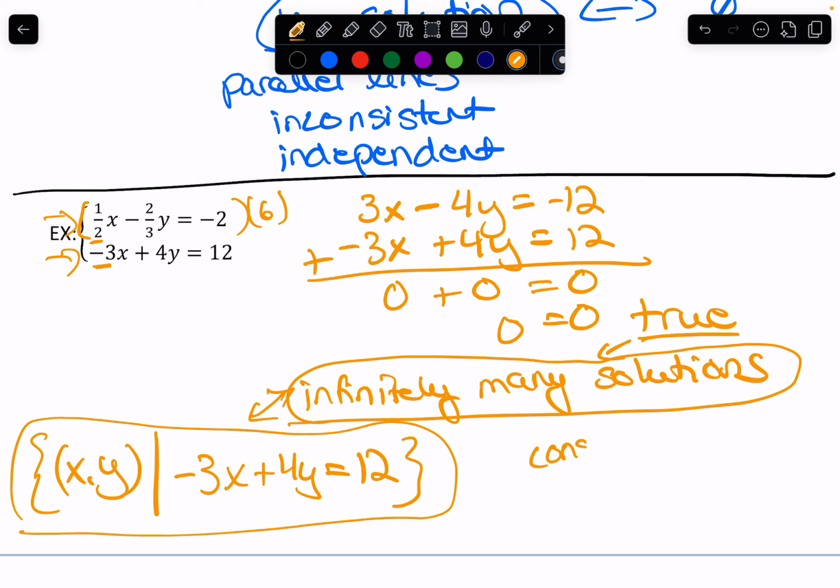So these are consistent and they are dependent because they're the same line. Remember that infinitely many solutions, when we get that true, it is the same line.